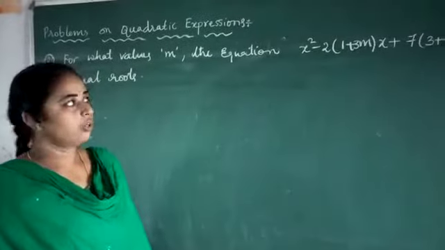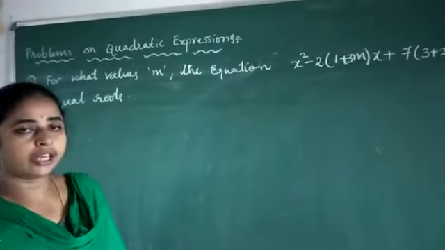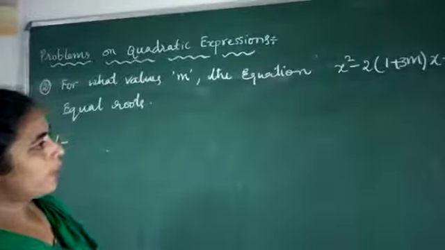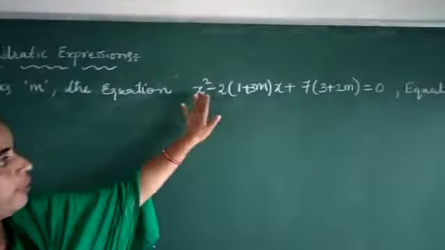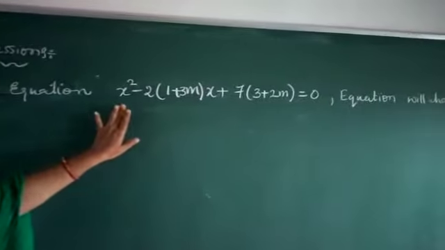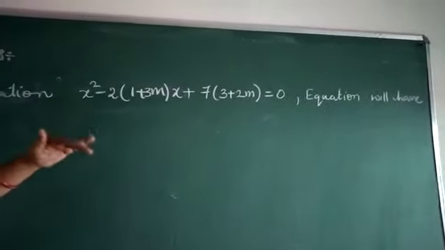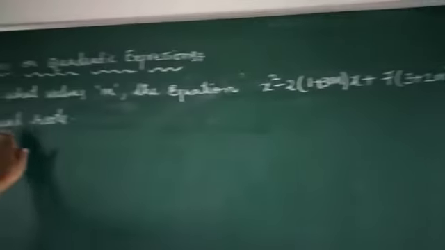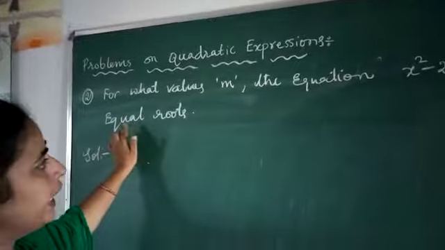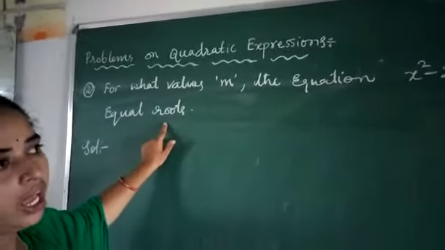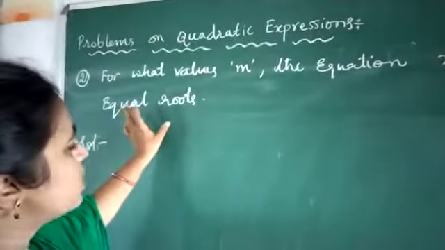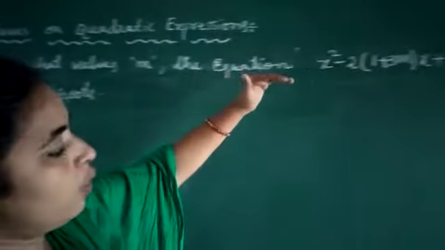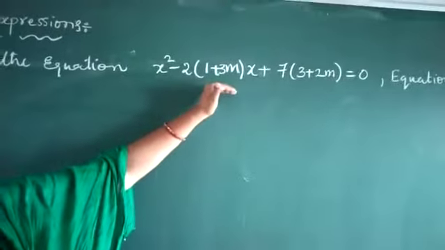See the problem on quadratic expressions or equations. He is given a quadratic equation and it will have two roots. How many roots? Two roots. And also, given the two roots, the nature will be equal roots. Equal roots. Now when the roots are equal, how to find the unknown value in the quadratic equation?